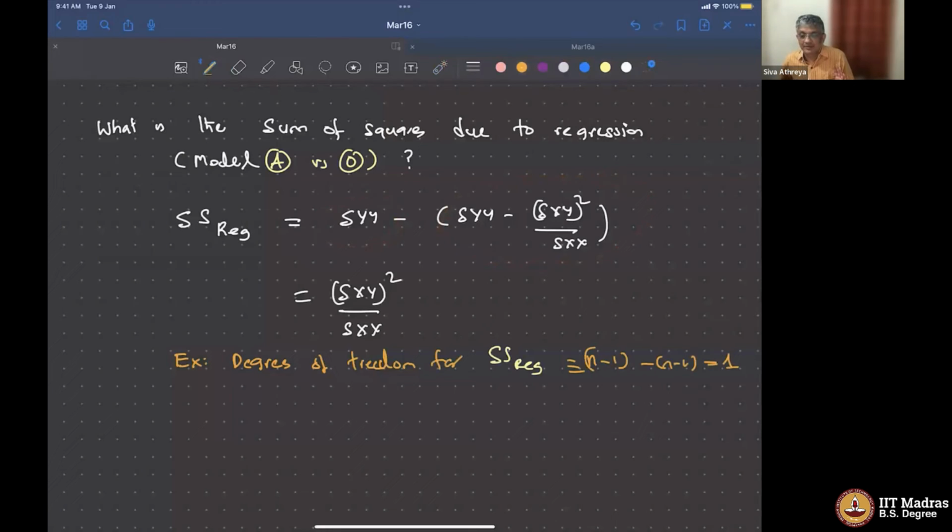We want the degrees of freedom for simple regression. This is something called the analysis of variance table, but we'll come back to that next time. As of now, let's just keep in mind that the sum of squares due to regression has only one degree of freedom. Very good.